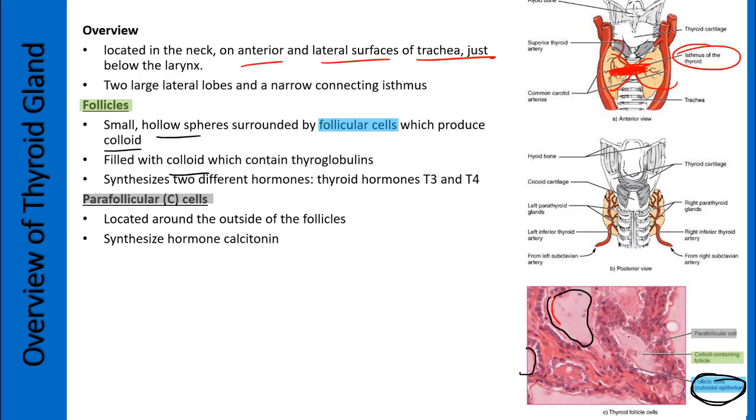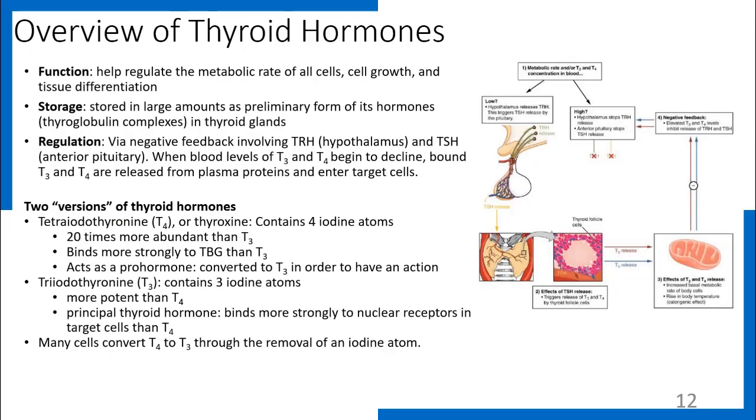and then around the follicle cells, you've also got the parafollicular cells. So the parafollicular cells are located outside of the follicles, and they also are an endocrine cell. They produce the hormone calcitonin, which is involved in calcium homeostasis. The thyroid hormones, we've got two types, T3 and T4. Right? The function of the thyroid hormone is to help regulate metabolic rate of all cells, help to regulate cell growth, help to regulate tissue differentiation.